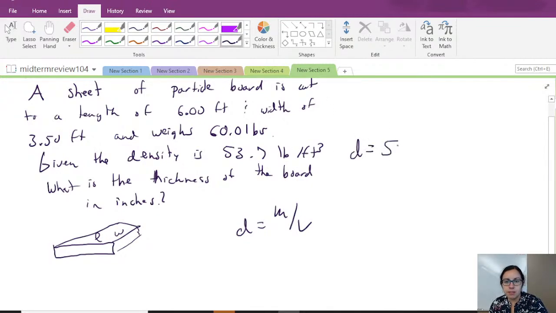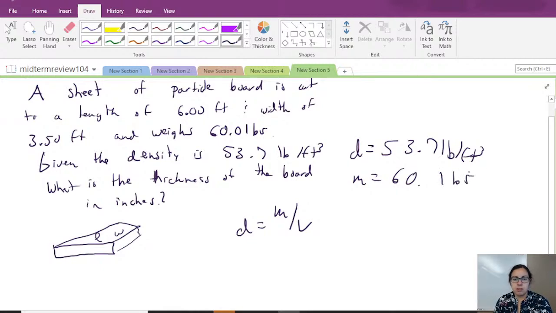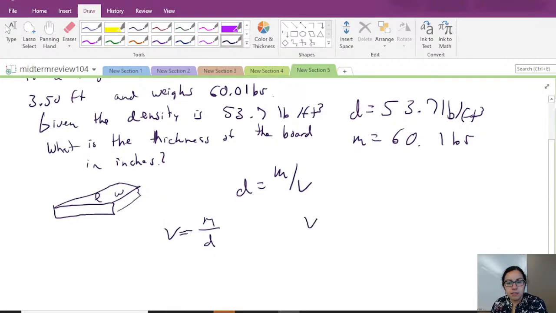So let's just start piecing together. We have density, and I'm just rewriting my knowns over here. Well, we don't have volume, but we are given mass. And then how might we find volume? What is volume just inherently? Yeah, so length times width times height. So now things are coming together, and this is good.